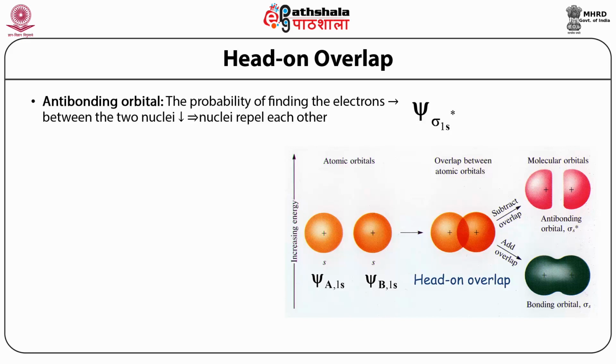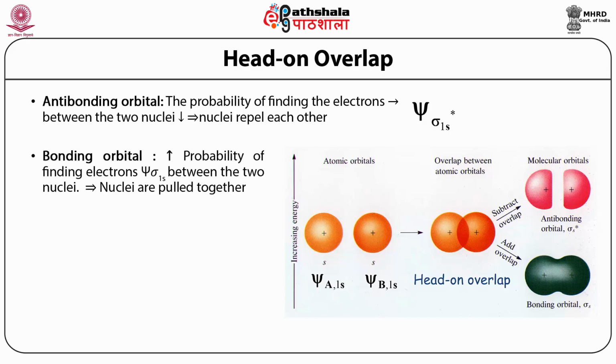If they have a head-on overlap, then they can have a subtractive overlap, which is shown by the upper graph, the pink graph, that is the antibonding orbital represented by sigma s star. If they add in overlap, then it is shown by the green one, that is they join together forming the bonding orbital sigma s. So we have the bonding orbital represented by the increasing probability of finding the electrons, and it is represented by psi sigma 1s, that is the nuclei are pulled together.